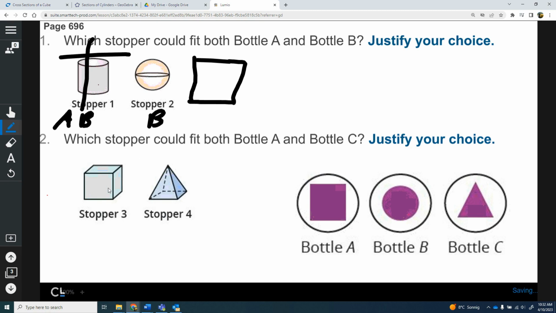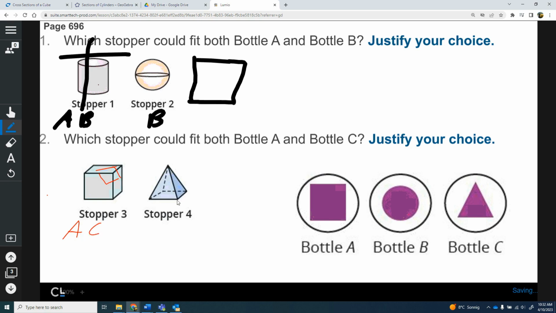Moving on. Next we have stopper 3 and 4. Stopper 3 could obviously fit into A. It's square. But could stopper 3 also fit into B? No. Could it fit into C? Answer is yes, because if I take the cross section and I cut off that, I would have a triangle, and that goes back to the initial activity. So it's A and C.